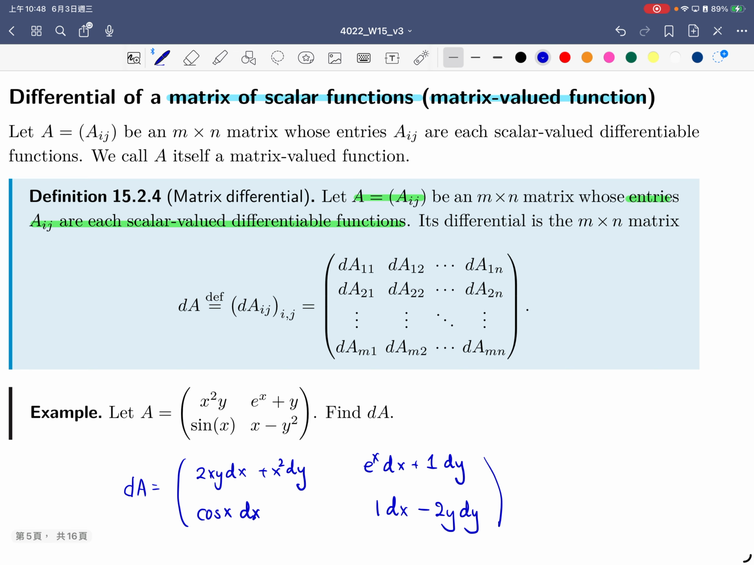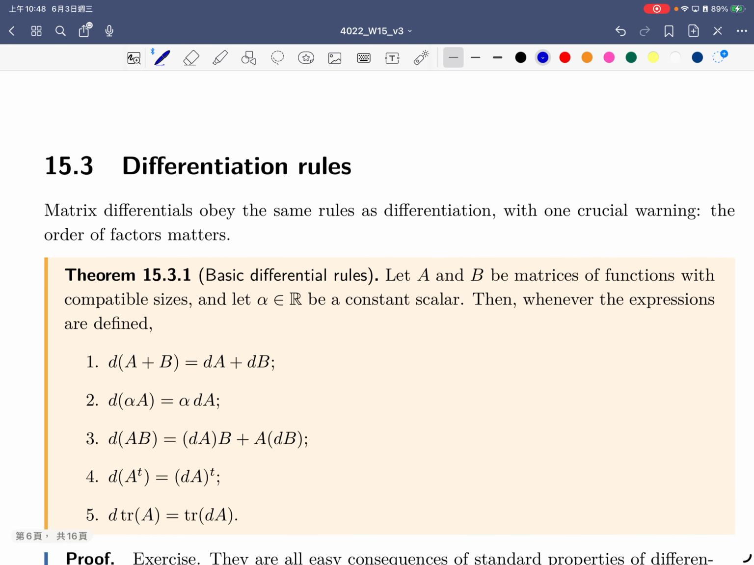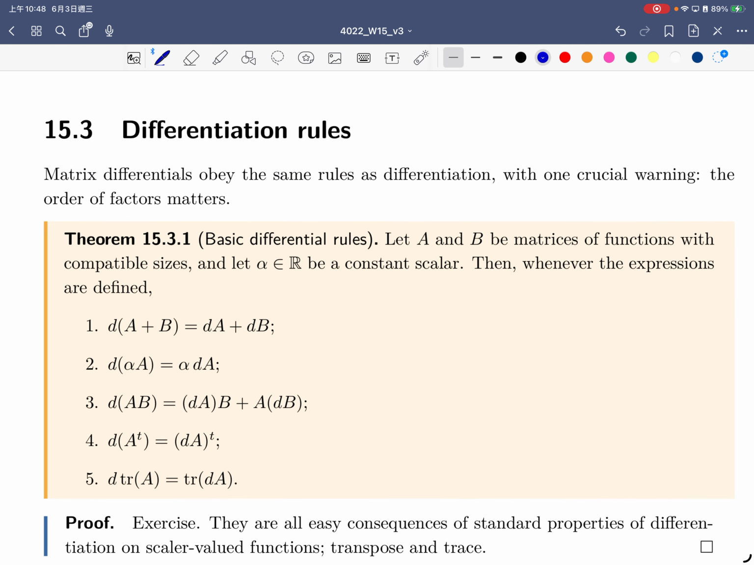And because you define the differential of a matrix-valued function essentially entry-wise, standard differentiation will work in this case. So let's have a look at the next page. Suppose today I have two matrix-valued functions A and B. So A and B are two matrices of functions and of compatible size, okay? So when you add them, it makes sense, or when you multiply them, it makes sense. And alpha is a constant, a real constant scalar. Then whenever the expression makes sense, the following rules are correct.